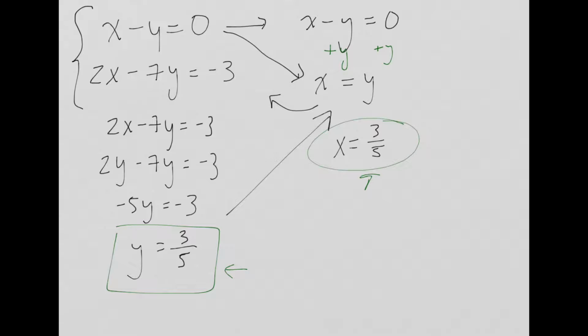And you could go back and check. Is it true that 3/5 minus 3/5 is 0? Definitely. Is it true that 2 times 3/5 minus 7 times 3/5 is -3? With your calculator, yeah, it's true. Let's do another system here. How about 2p plus q equals 5, and also p minus 3q equals, let's go with 2.